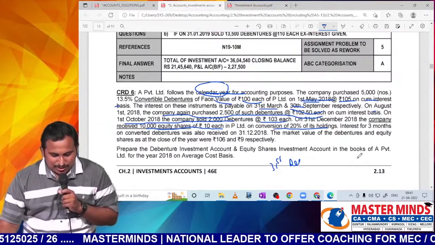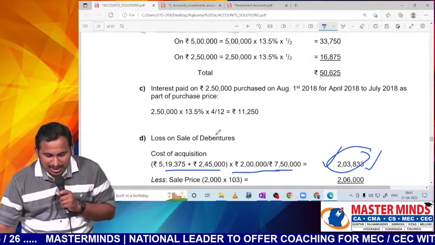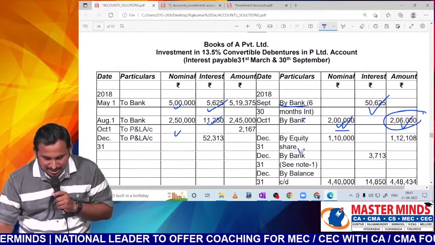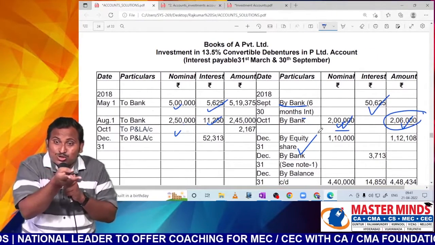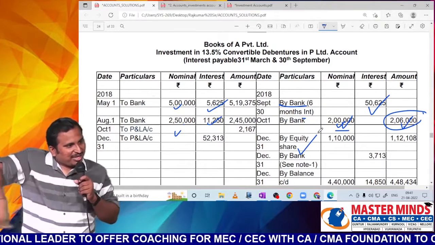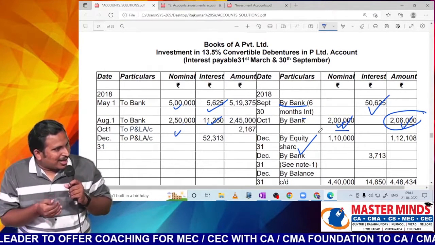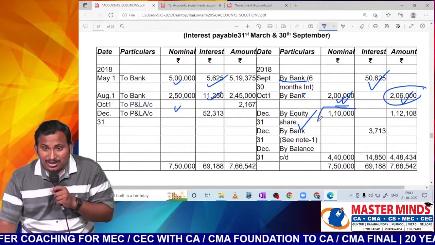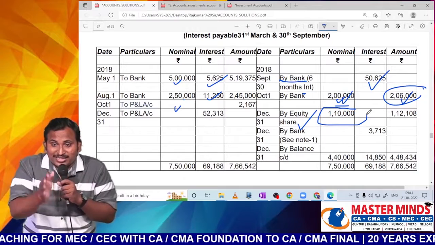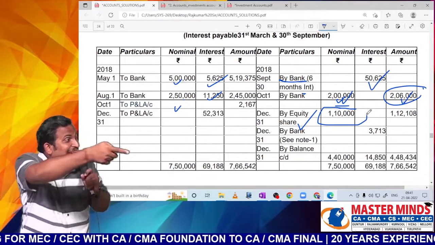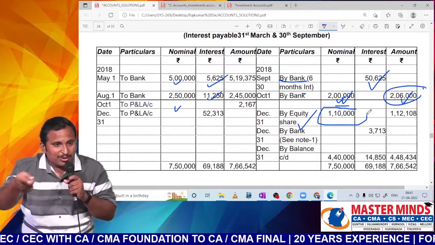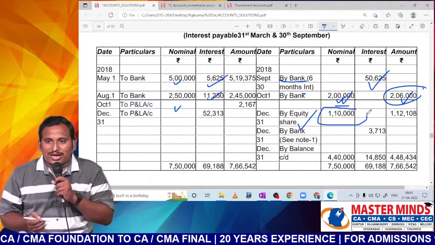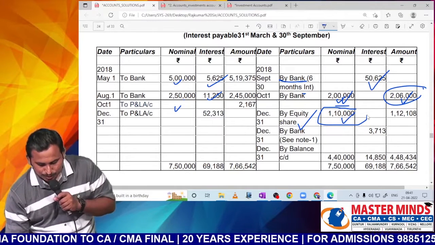So simply what we write, sir? In investment account, we will write by what we are receiving: equity shares. So we will write by equity shares because the entry is equity shares to debentures. We are receiving equity, we are giving debentures. So we will debit equity shares. Here we should write the nominal value of the debentures only, because to that extent debentures nominal value should be cancelled. Hence for 1,100, what is the nominal value? 1,10,000. So that we have to credit it.